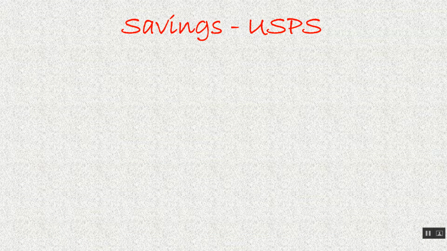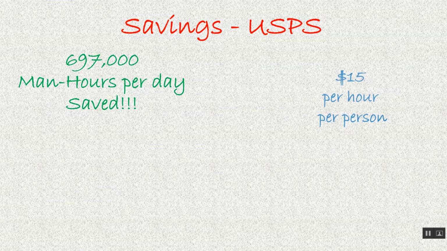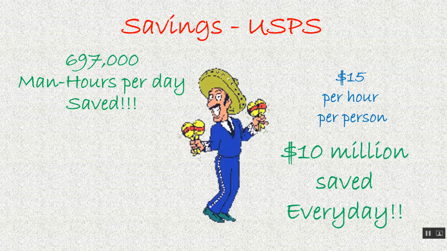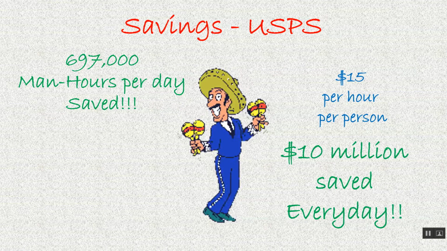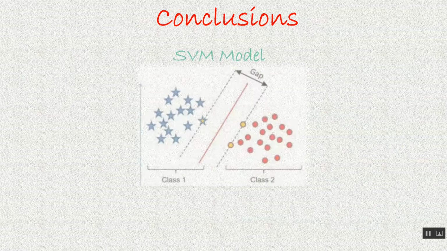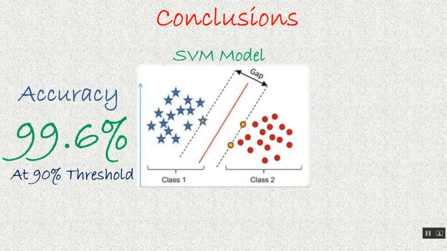Going back to our USPS example, if our model is used to classify digits, we can anticipate that approximately 697,000 hours of work will be saved, which is a great reduction. Also, if we take an average expense of $15 per hour, this translates to approximately $10 million savings every day. Amazing, isn't it? So we would like to conclude by offering a model which is based on the SVM algorithm, has an accuracy of 99.6% with a threshold probability of 90% and a rejection rate of 9%.